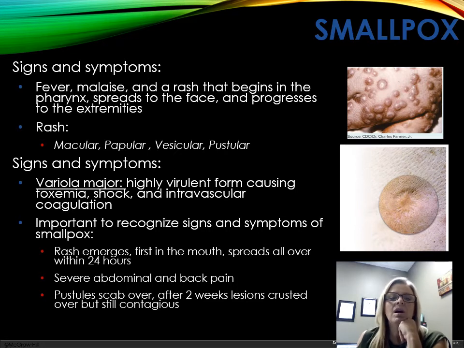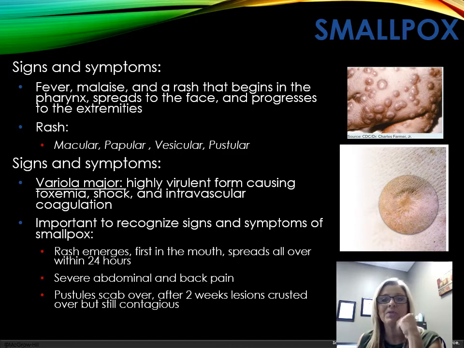Okay. Variola major is very, very virulent, all right? This can cause a toxemia, shock, and intravascular coagulation. This is very important to recognize the signs and symptoms of smallpox. The prodrome period is going to have a very high fever and malaise, and then you will first see that rash in the mouth, a severe abdominal and back pain, and the rash will spread throughout the entire body within 24 hours.